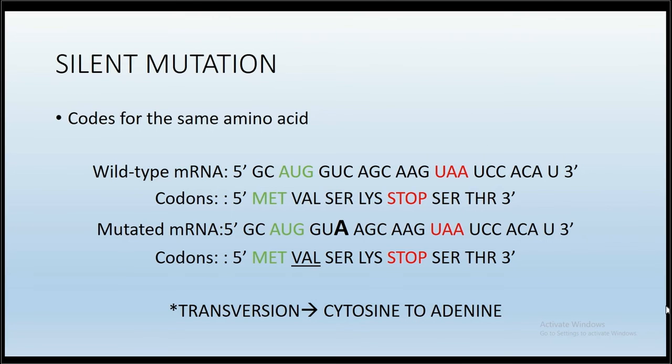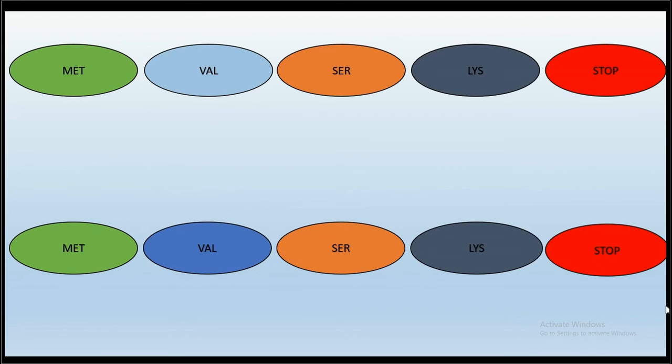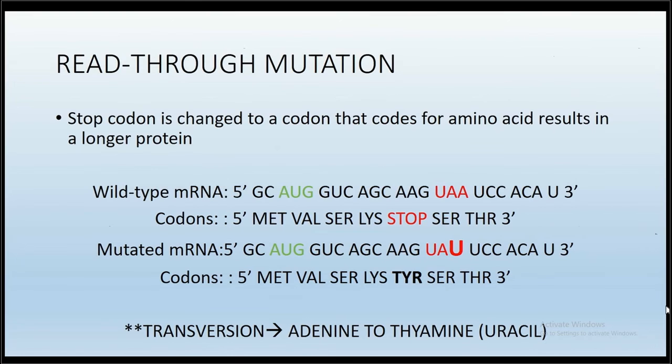A silent mutation codes for the same amino acid, so in this case we just changed GUC to GUA, so valine still codes for valine. It's a transversion because cytosine is now adenine. So valine codes for the same amino acid.